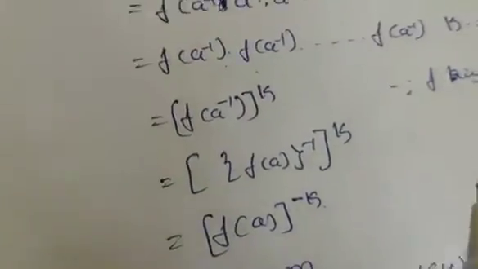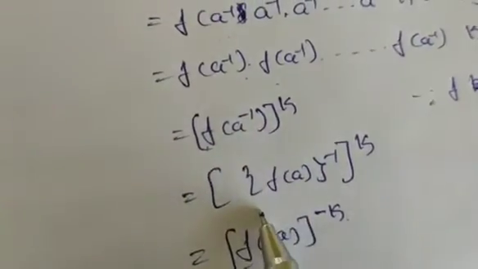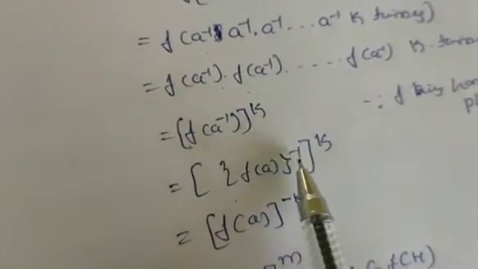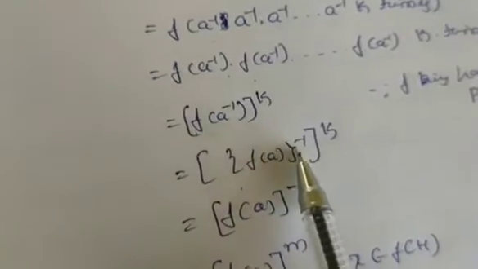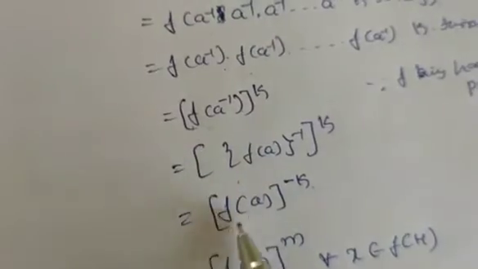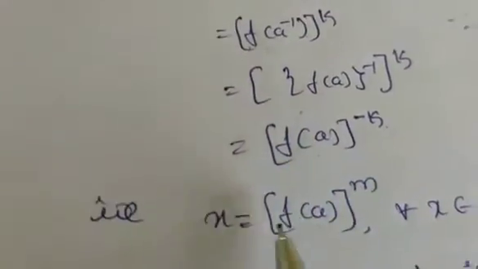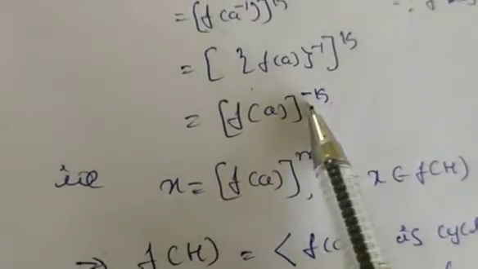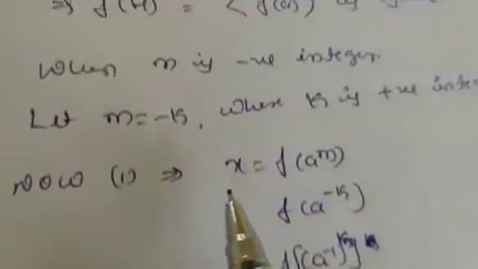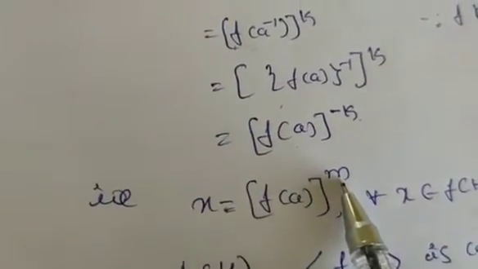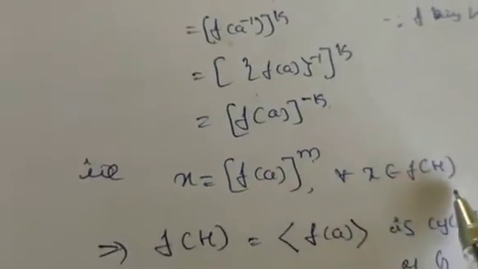Again by the previous theorem, theorem number 37, f of x inverse is equal to f of x whole inverse. So it is f of a whole inverse to the power of k, and we can combine these two: f of a to the power of minus k. So x is equal to f of a to the power of m, since we took minus k equal to m, for all x belonging to f of H.